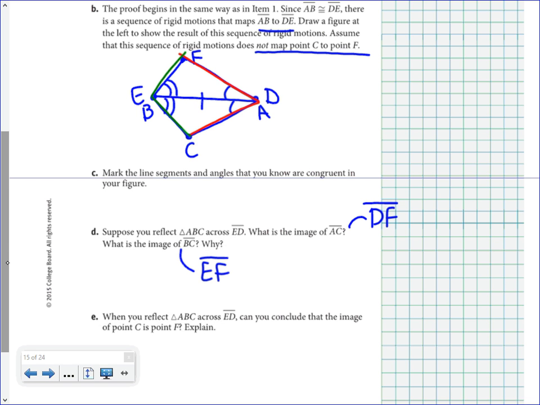And that is yes. Since the image of AC is DF, the image of point C must lie on DF. Then, since the image of BC is EF, the image of point C is also going to have to lie on EF. And the only point that lies on both DF and EF is point F. So that's how we know that the image of point C must be point F.